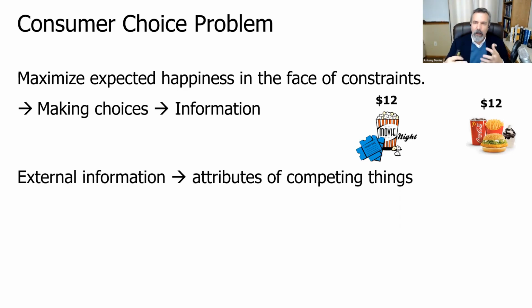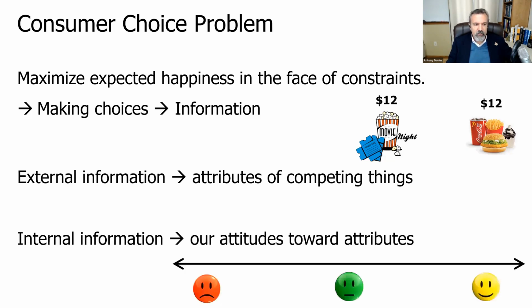In that, we kind of think about, when you talk in economics about homogeneous products and heterogeneous products, it's this that you're talking about. What are the attributes of these things that we're faced with, that we could possibly consume? The other piece of information that we don't talk nearly as much about is internal information. That is our attitudes toward these attributes. We kind of take this as a given when we talk about things like utility maximization.